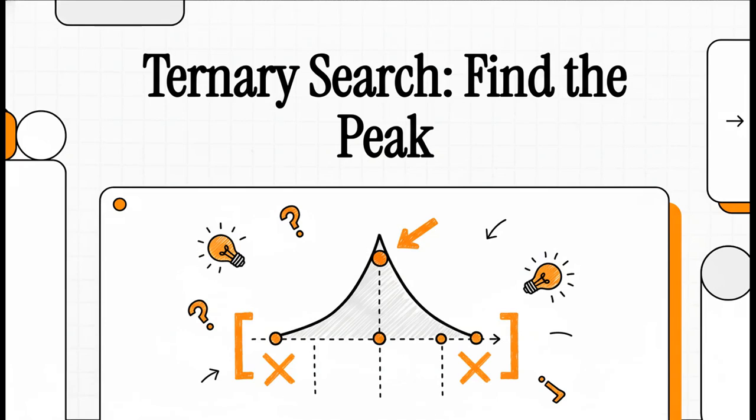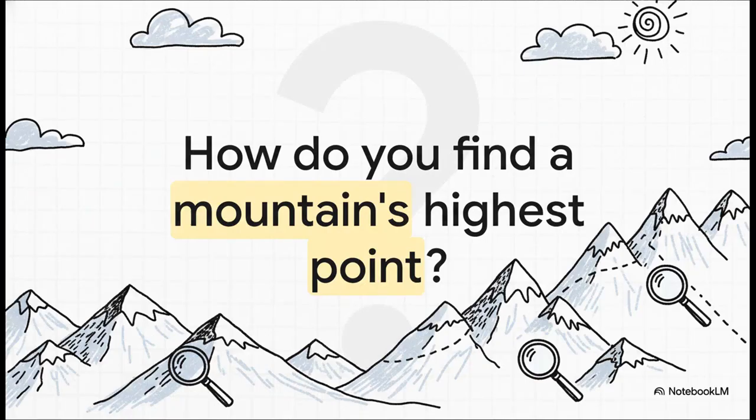Welcome to The Explainer. Okay, today we're jumping into a really cool puzzle. How do you find the absolute highest point of a curve in the fastest, smartest way possible? We're going to be looking at a seriously powerful algorithm called ternary search to figure that out. Let's dive in.